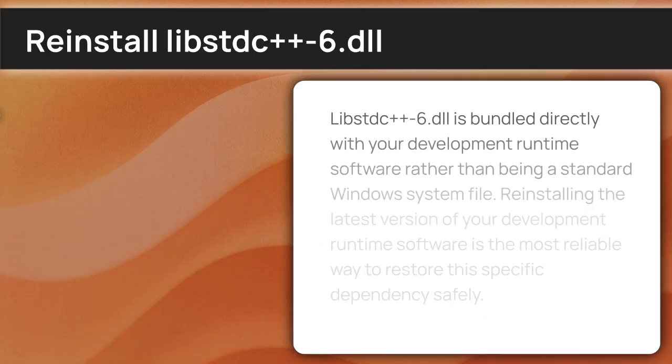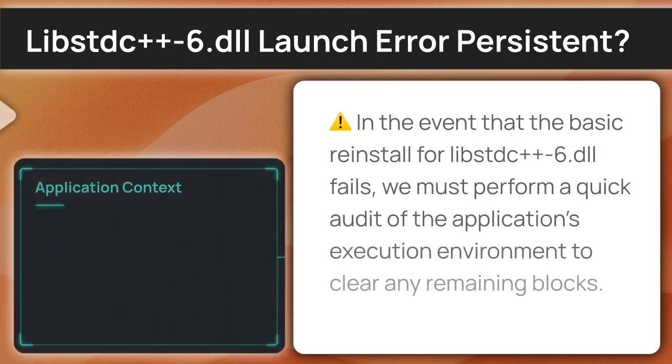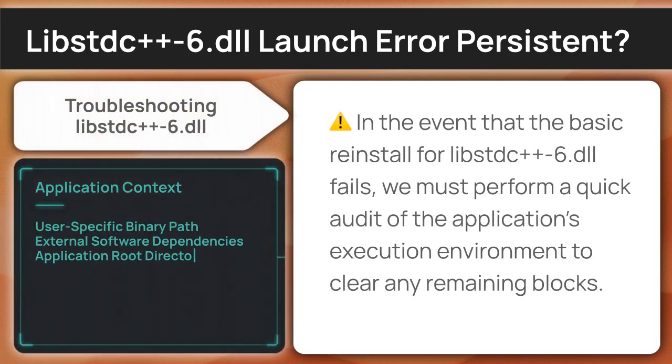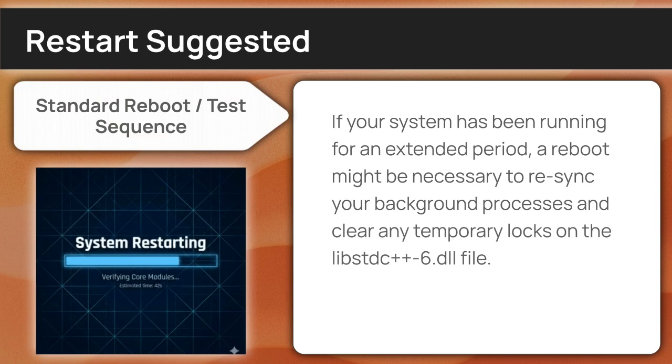The Libstdc++ 6.dll is a third-party application file associated with your development runtime software. Performing a clean reinstall of the latest version of your development runtime software will restore the correct version of this file. If that initial setup didn't clear the pop-up, let's examine the specific initialization sequence assigned to your applications directory. A standard restart allows the Windows bootloader to rescan your system directories and potentially recognize and register the Libstdc++ 6 component.